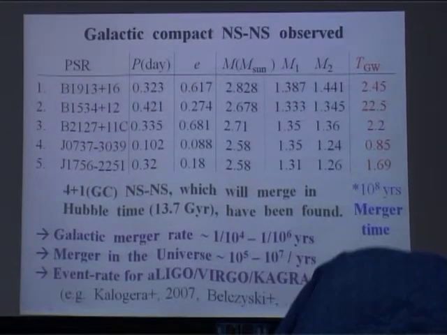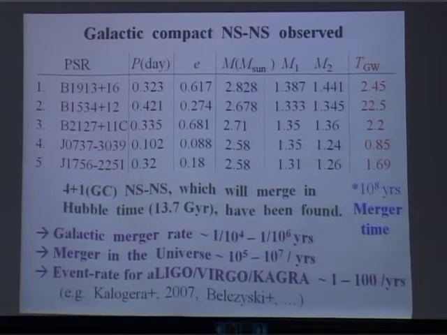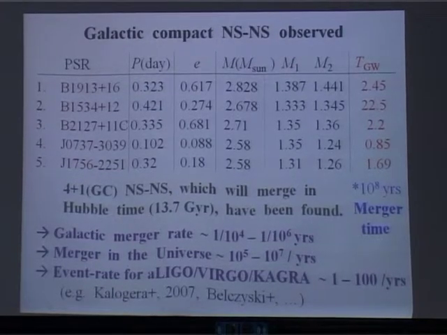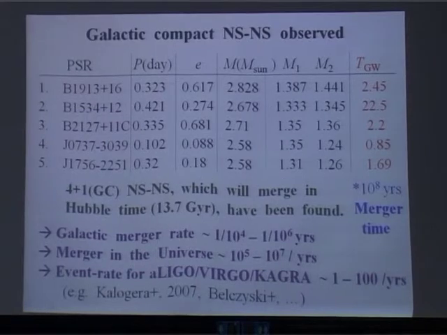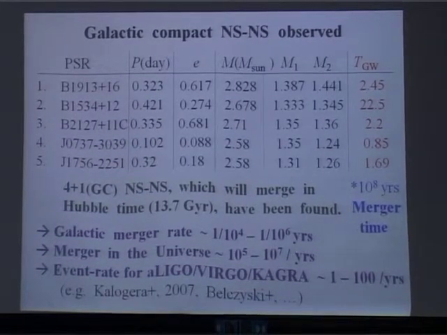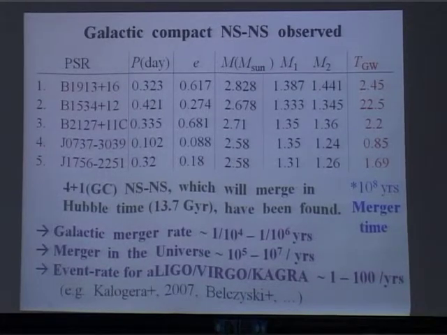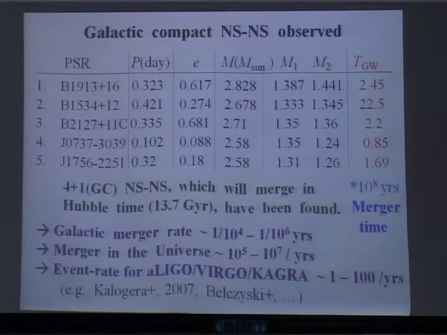And indeed, statistical studies have estimated that the galactic merger rate in our galaxy is about one every 10,000 years to one every million years. And this means that mergers in the universe will occur about 100,000 to 10 million times every year. So the event rate for the gravitational wave detectors, Advanced LIGO, Advanced Virgo and KAGRA, will be 1 to 100 per year. So this activates the field of study of binary neutron star mergers and also black hole neutron star mergers. Black hole neutron star binaries have not yet been observed, but according to the scenario of the formation of binary neutron stars, we may expect that the event rate may be as high as the binary neutron star case.